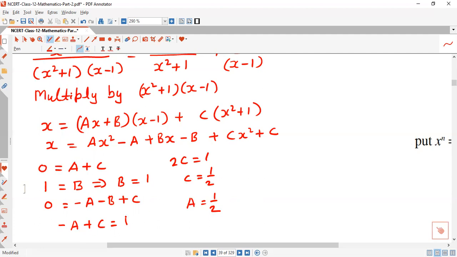Adding these, 2c equal to 1, so c equal to half. If c equal to half, then a equal to minus half. So we have a equal to minus half, b equal to 1, and c equal to half.